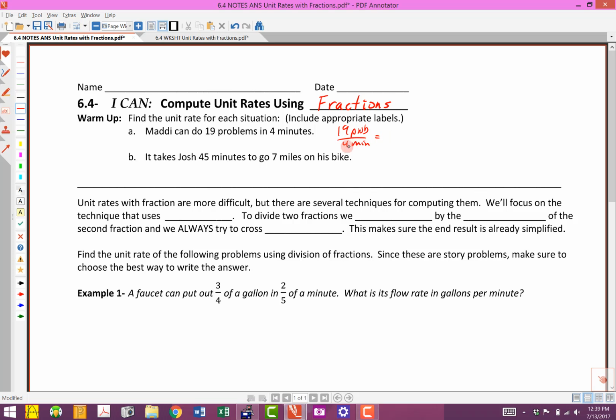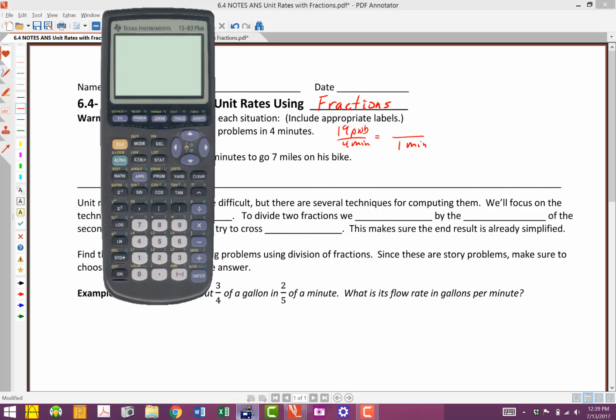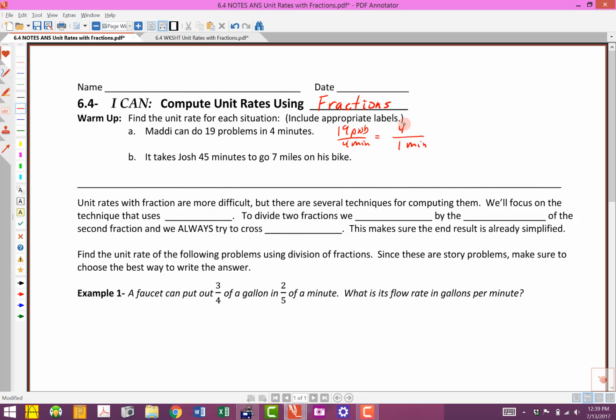And then again, with a unit rate, we want this to be a 1. So we're going to divide both the top and bottom by 4. So this is going to be 1 minute here. And then let's see what we get when we divide 19 by 4. We end up with 4.75, and that would be problems per minute. So we could leave it like that.